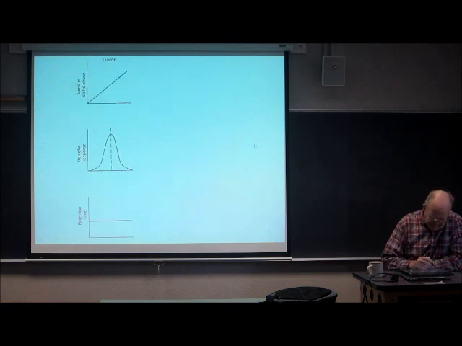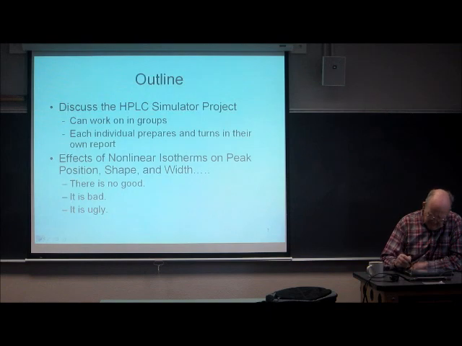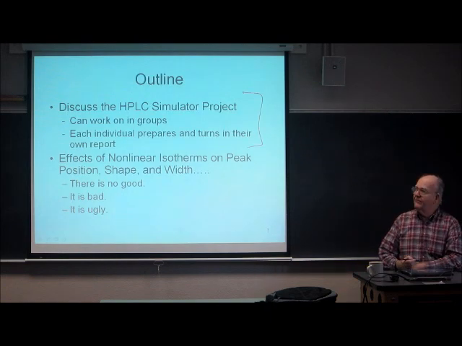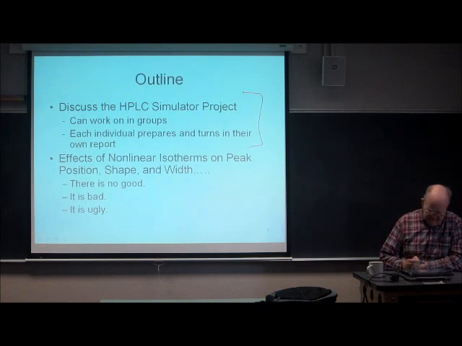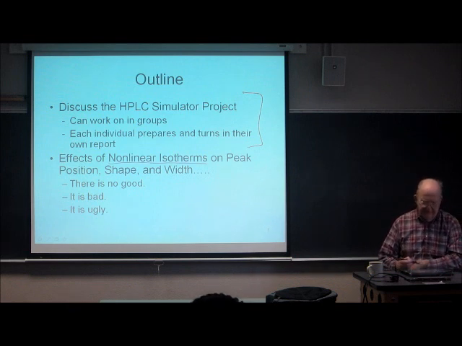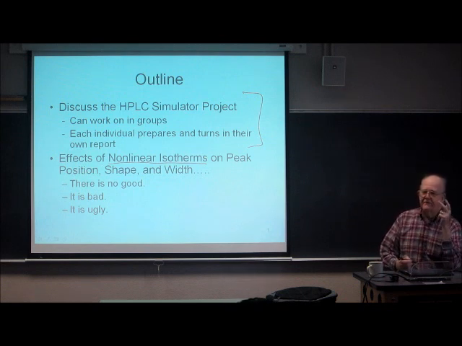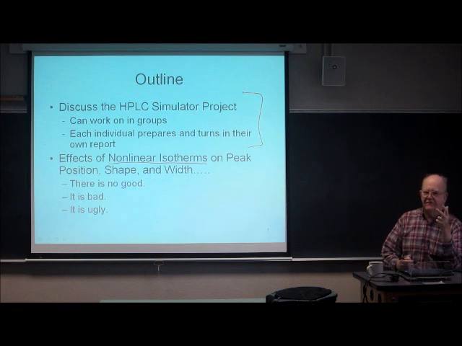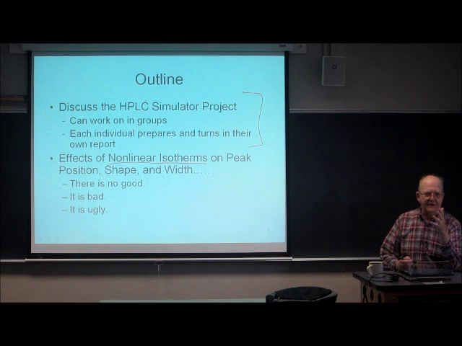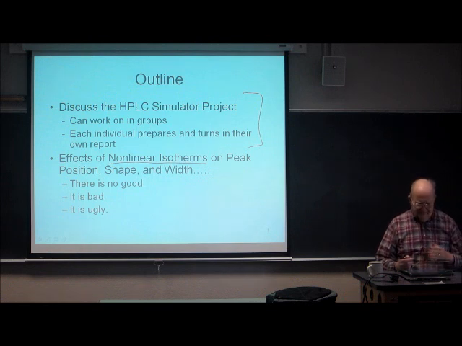If I have time, I'll talk about this first subject. I'll talk about this if I finish on time here. But what we're going to talk about is the effect of nonlinear isotherms on the position of the peak, on the shape of the peak, and on the width of the peak. And there is nothing pleasant about this. There's no good. There's bad and there's ugly. This should be called How to Make an Ugly Peak.